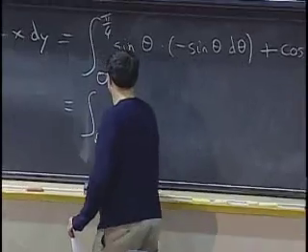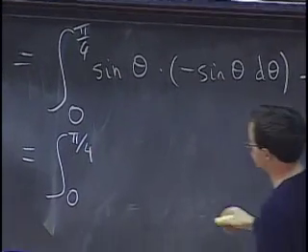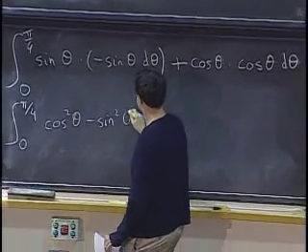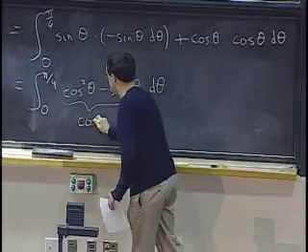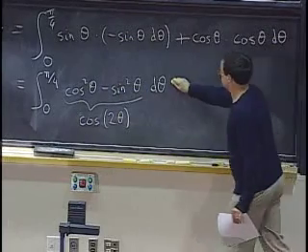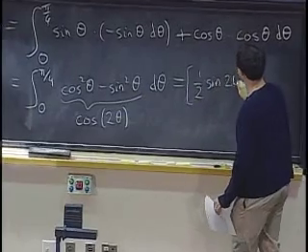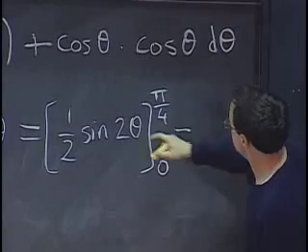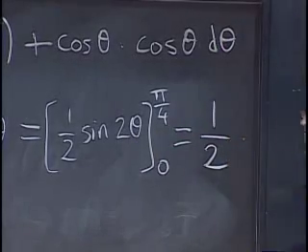Okay, so that's the integral from 0 to pi over 4 of cosine squared minus sine squared. And if you know your trig, then you should recognize this as cosine of 2 theta. So that will integrate to 1/2 of sine 2 theta from 0 to pi over 4. And sine pi over 2 is 1, so you will get 1/2.